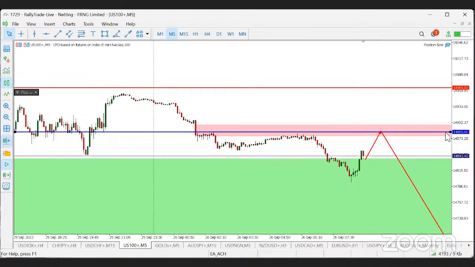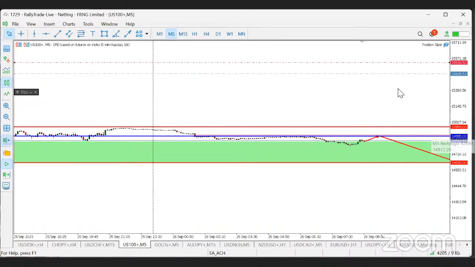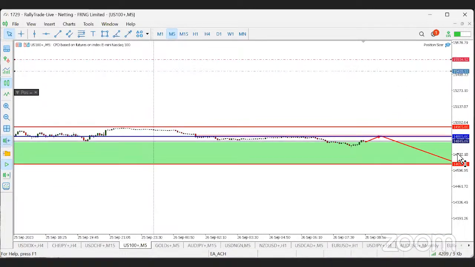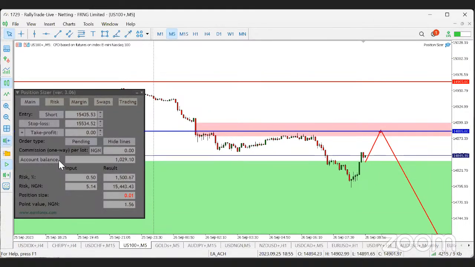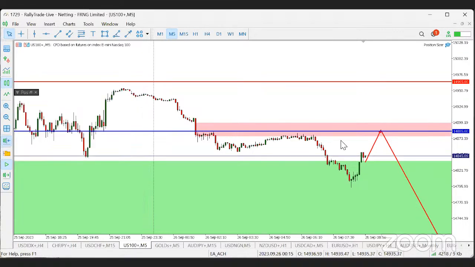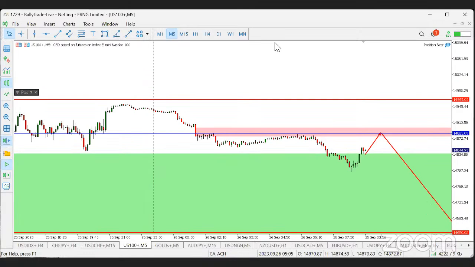Now, this retracement is not going to take much because we know how US 100 moves. It's not something where we ask, can I wait for that long? All right, so that is the entry for US 100.